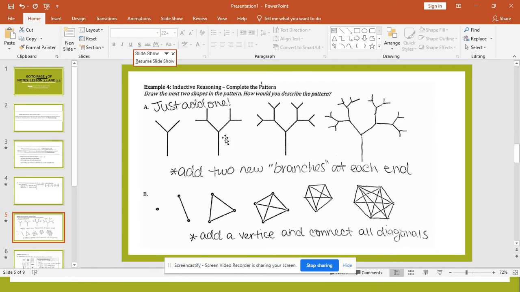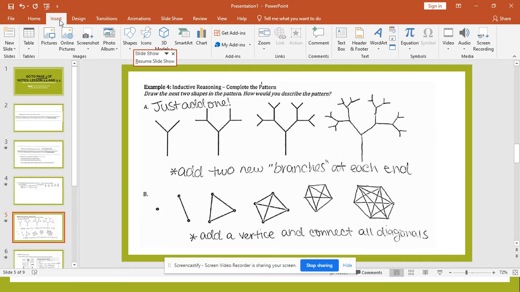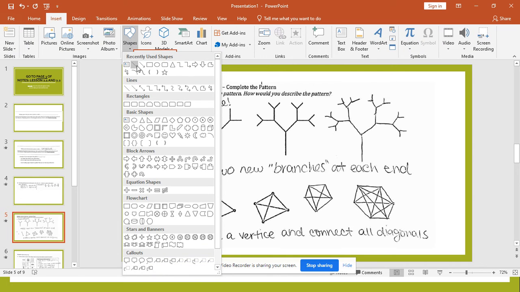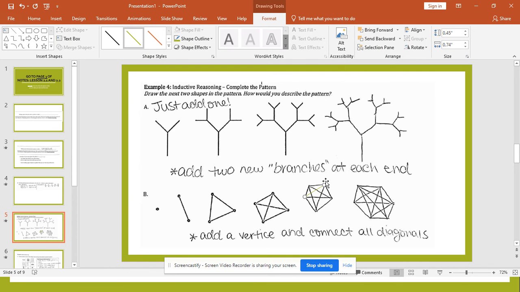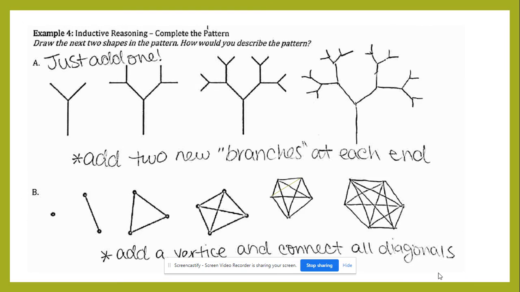I need to add one more. It looks like I missed a diagonal. Let's add that in there right now. So we need to connect these 2 vertices. So it almost looks like it's got a little star on the inside. That looks a lot better.